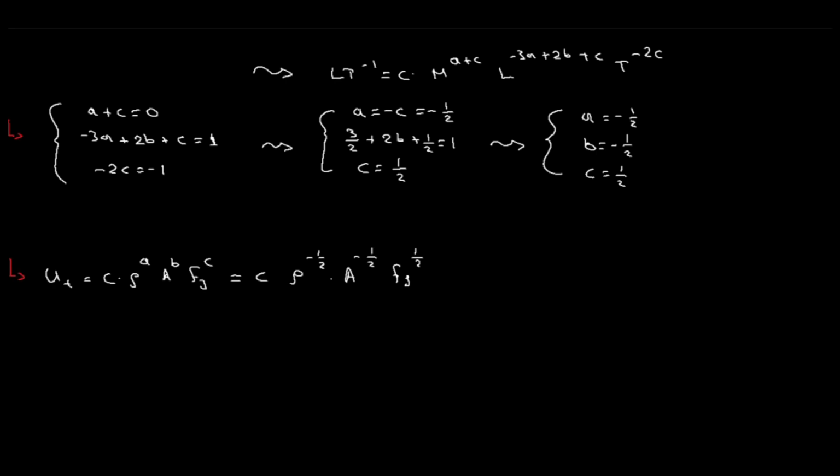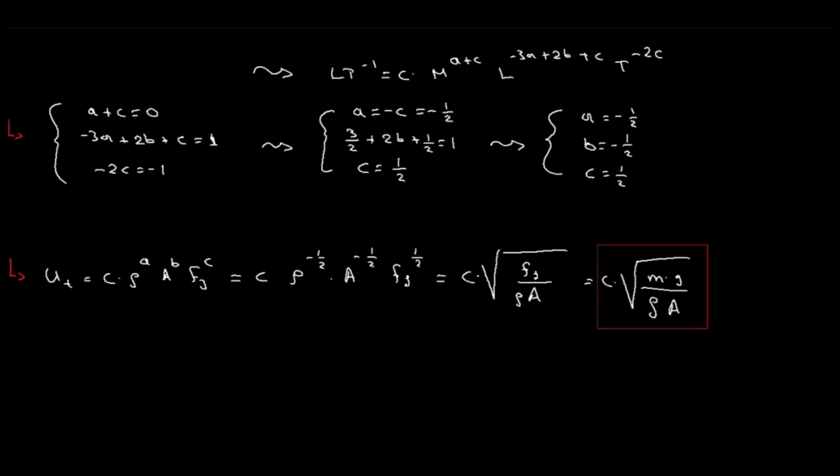Plugging the results back into the equation, we find that the terminal velocity depends on air density to the power of -1/2, the surface area to the power of -1/2, and the gravitational force to the power of 1/2. Simply put, it is the square root of your mass times the gravitational acceleration g divided by the air density times the surface area.